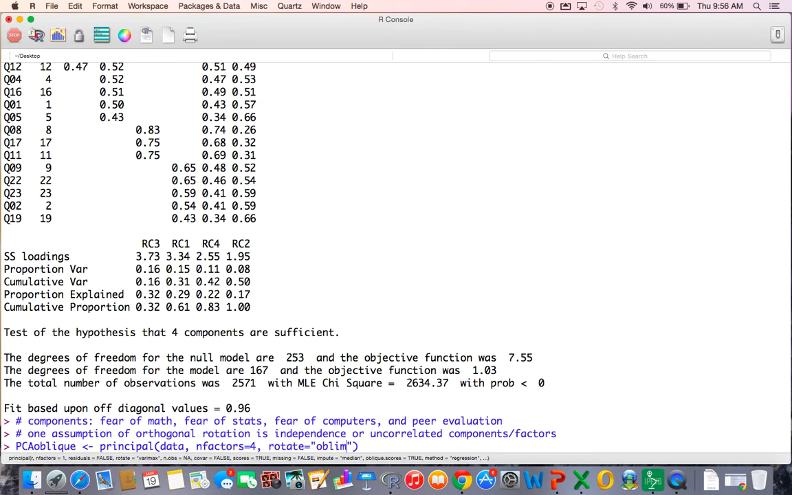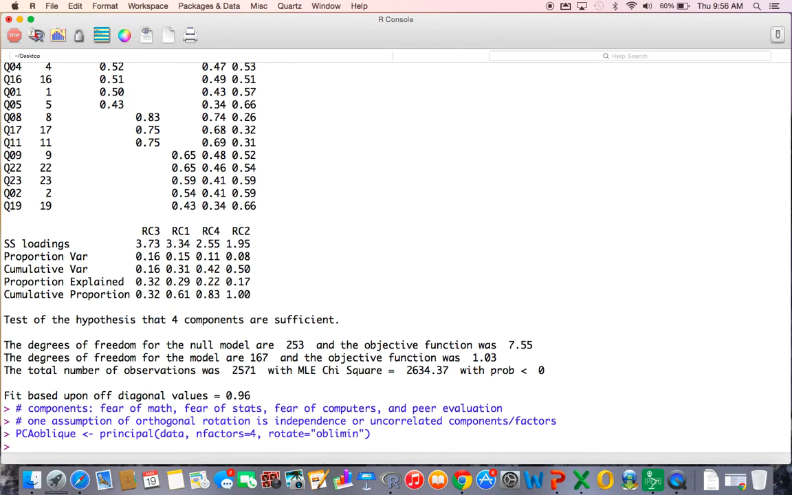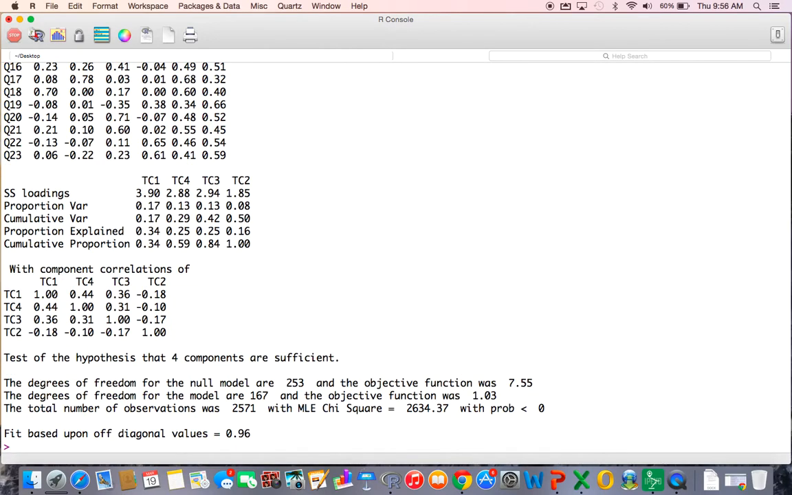Okay, I forgot how to do this. Oblique, is that it? Oblimin? Yeah, okay. What I always hope when I run these is that the factor loadings are very, very similar to what I got from the orthogonal, because orthogonal is a rotation that you see presented more often. It's something that's more understood, it seems. So that's what I hope for here.